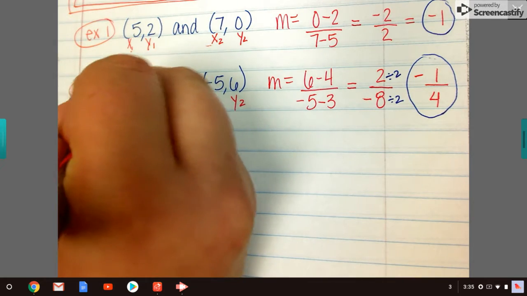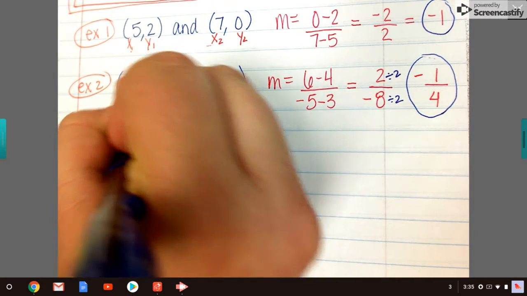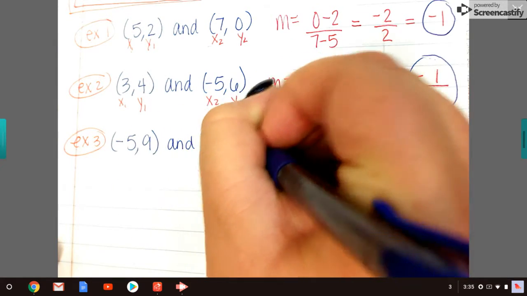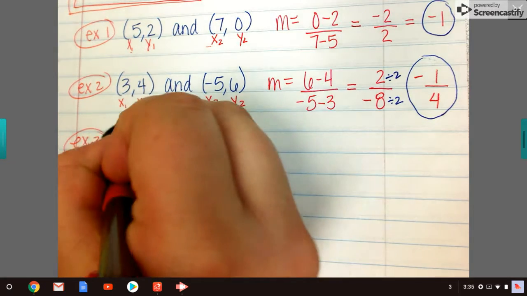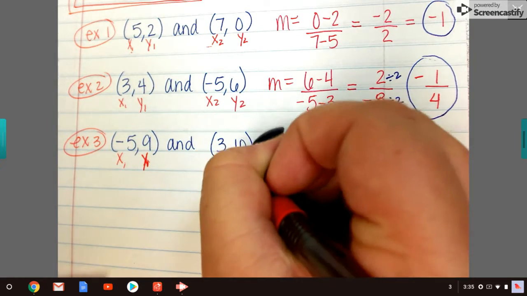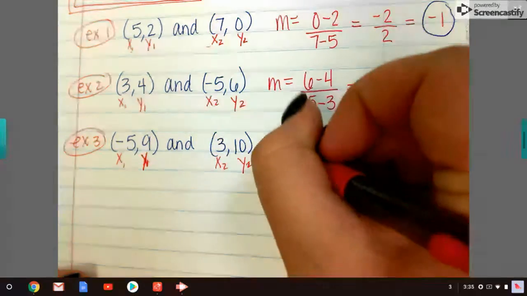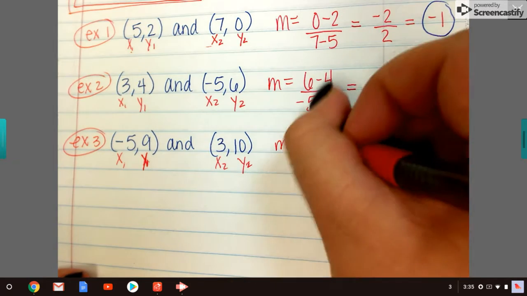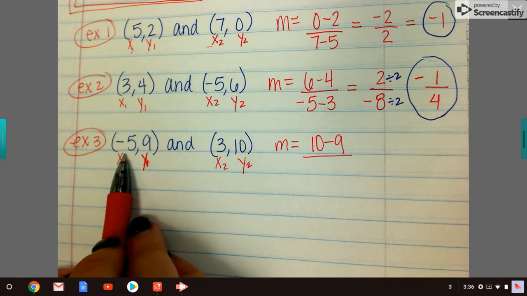Last one. This one will have the points (negative 5, 9), and (3, 10). So let's see, labeling them one last time. x1, y1, x2, y2. And we've got m equals the change in y, so 10 minus 9, over the change in x. 3 minus negative 5.